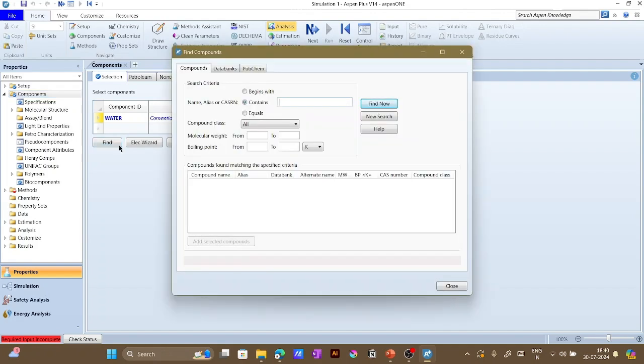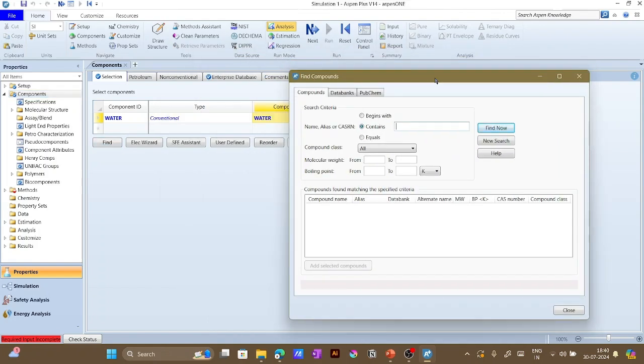Apart from that, you can use this find button also. As sir had explained, if your compound name is small, you can directly add it from the compound ID. But if you have a bigger compound present in the system, then you might have to do a search. Let's say I want to search compounds which involve a benzene ring. So I can type benzene and click find now. It will search all the compounds which contain benzene.